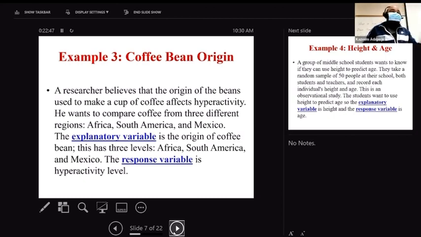And you know what? The response variable can be continuous and can also be categorical. A variable, whether response or explanatory, could be continuous, could be discrete, could be categorical.